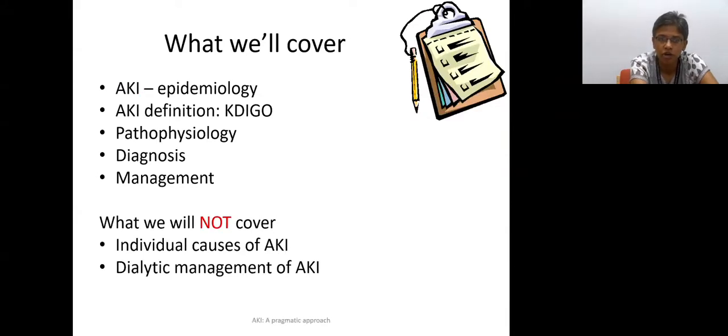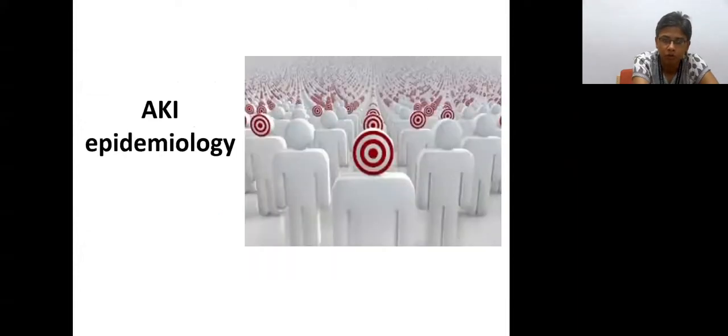So, today we'll talk about the epidemiology of acute kidney injury, the definition of acute kidney injury, its pathophysiology, diagnosis, and management. But we won't go into the individual causes of acute kidney injury or how acute kidney injury is managed dialytically. So, let's first look at the epidemiology.